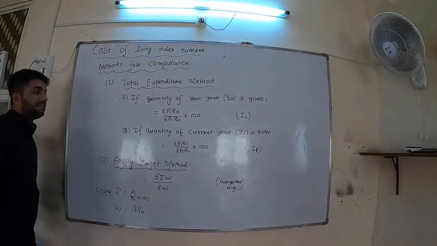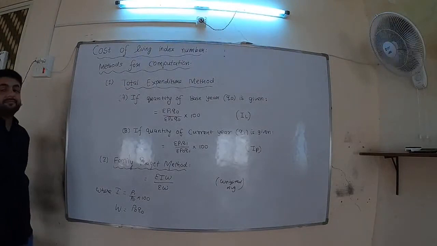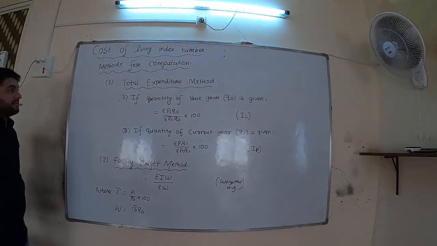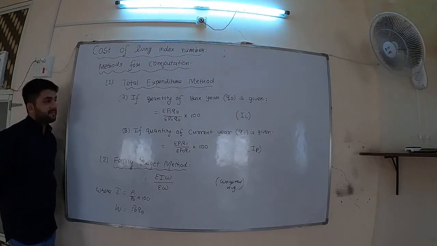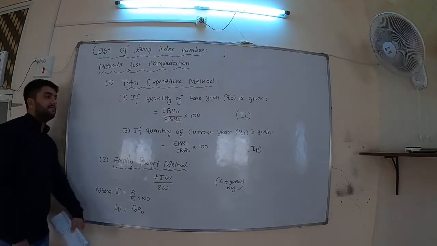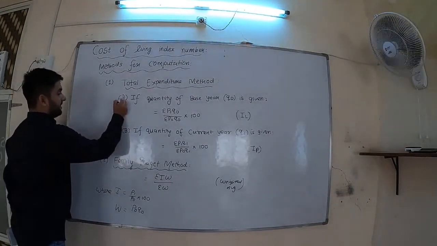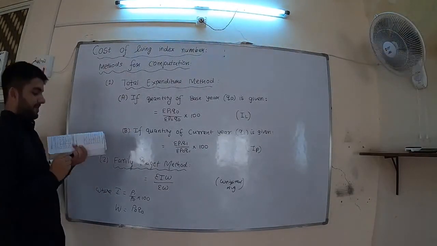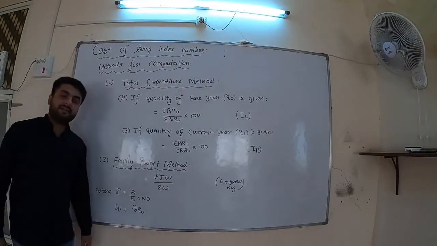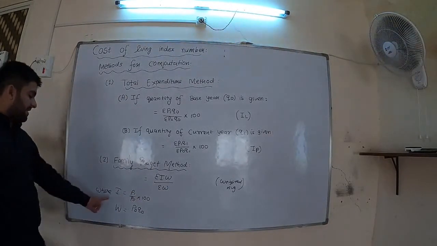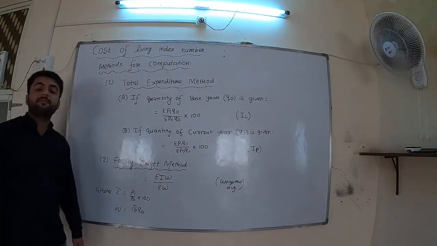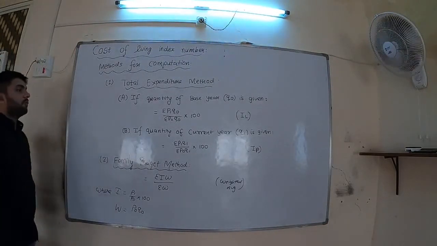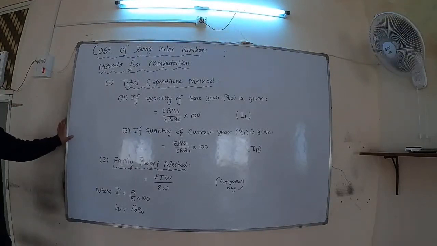So everyone please write these formulas. Cost of living index number: there are two methods, total expenditure and family budget. Total expenditure method: when quantity of base year is given and when quantity of current year is given. Then the same for family budget. The weighted average method is repeated, but if I is not given, then P1 upon P0 into 100, and if W is not given, then P0 multiply Q0. You may write it, everyone.